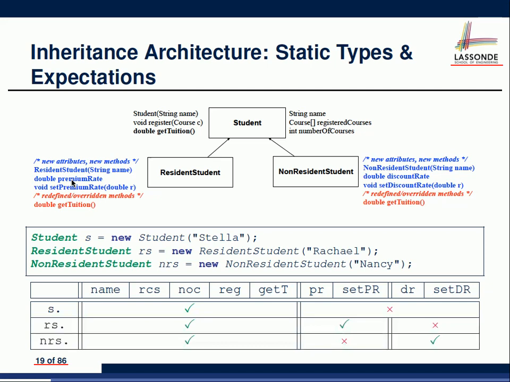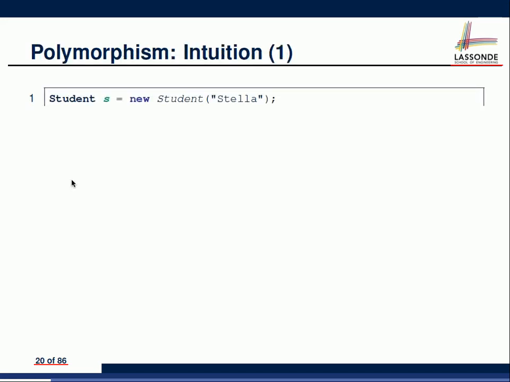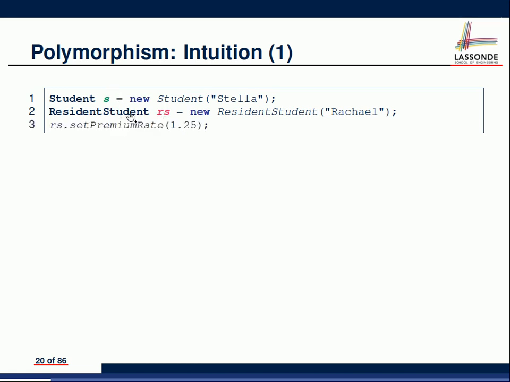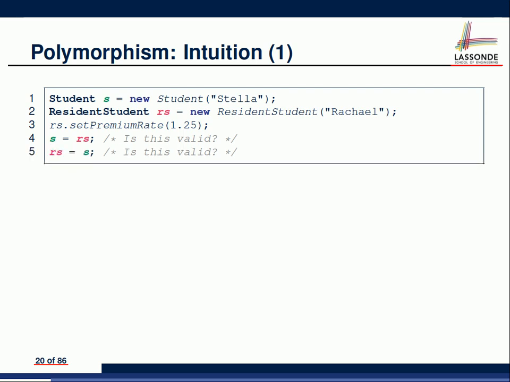So now, that's the table we just talked about. Let's say this. We create S of type students, static type students. That's a hint for you. And then we have RS of type resident students, and we also set the premium rate to be 1.25. Then we have the following two lines. Line number 4, S is assigned to RS. Line number 5, RS is assigned to S.